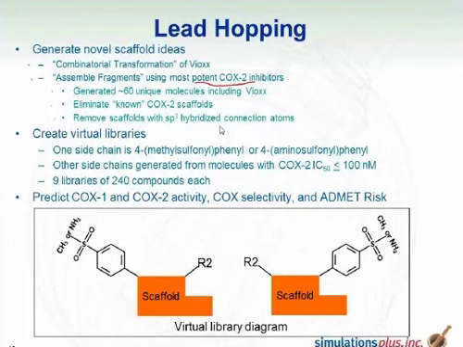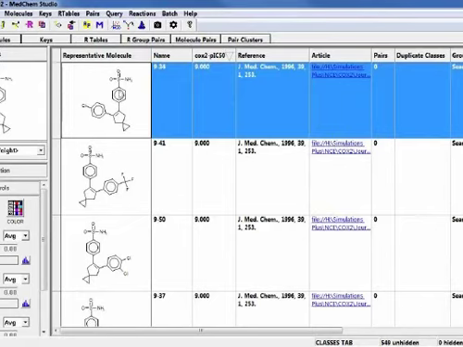So I want to start with the molecules as singletons. So I convert the one group, so everything now is a single compound. I'm going to sort on pIC50 in descending order. So this is one of the most active compounds in the data set.